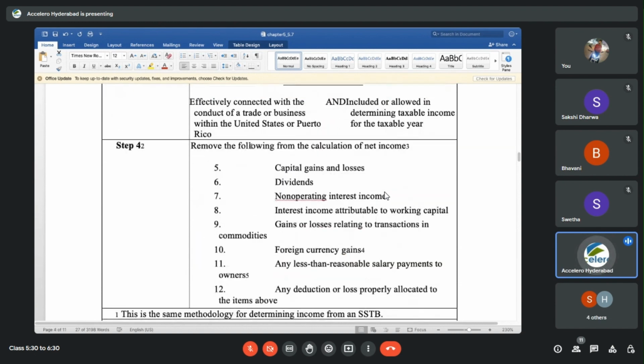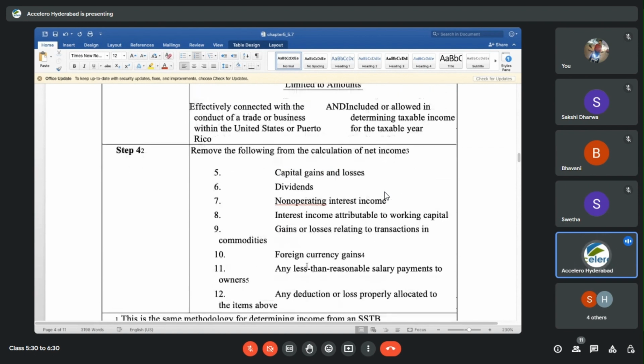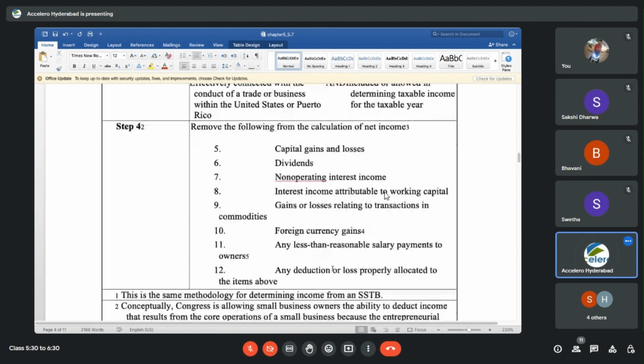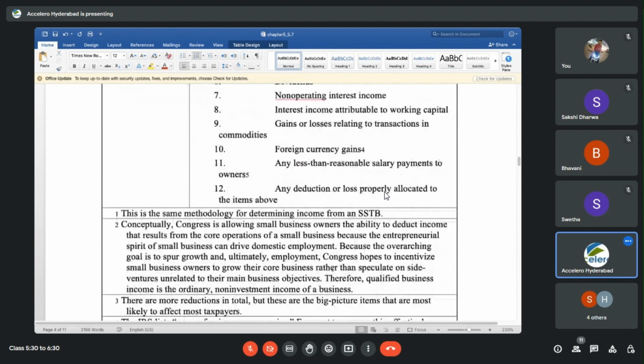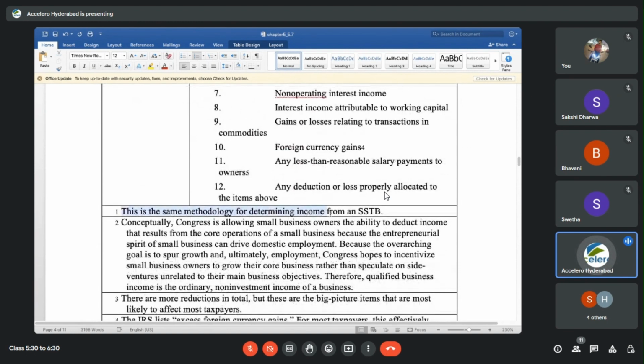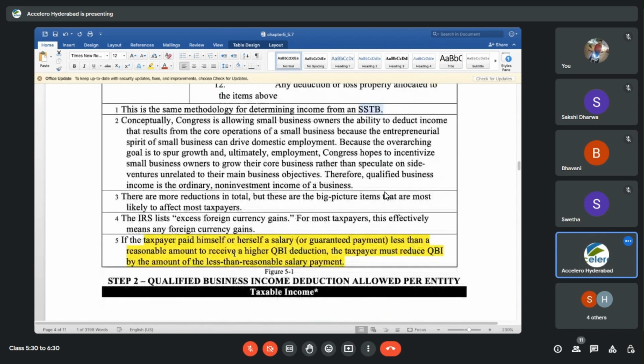And we have to remove the following from the calculation of net income. What do we have to remove? Capital gains, dividends. These are net capital gains, meaning long-term capital gains less short-term losses. We are not removing short-term gains from here because short-term gains will come up at the regular tax rate. Any kind of dividends, or non-operating interest income, you have to remove all these amounts and calculate the net income. And this is the same method used to determine income from an SSTB. SSTB is specified service business. So same method we will use there.